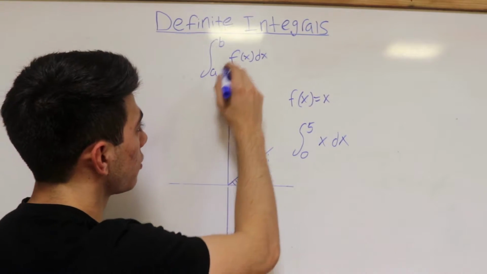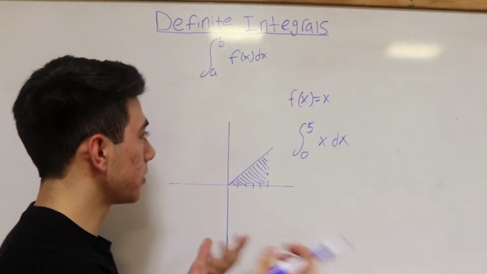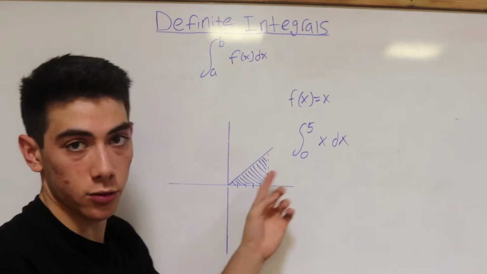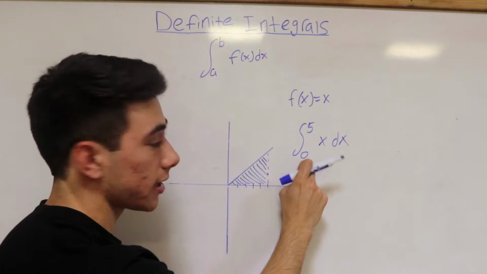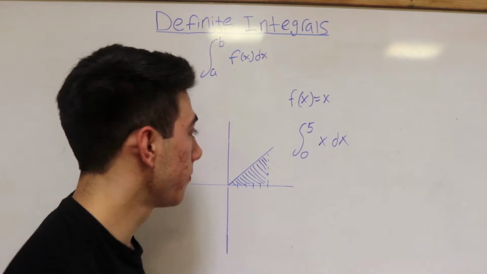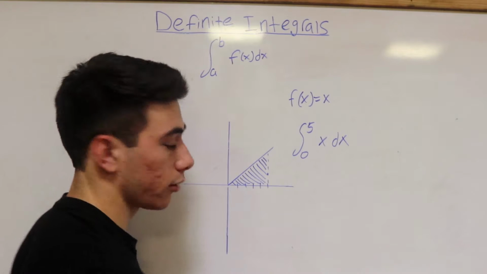This is a certain domain we are given, so we are going to find the area from a certain domain. In this case, we're going to start easy and look at the domain of f of x equals x from 0 to 5. So we're looking at 0 to 5.